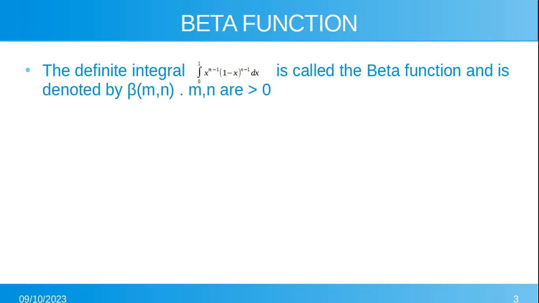And in the integrand part, there are two parts. The first one is a variable x and the power is m minus 1. m is a parameter here. And the second part is 1 minus x within the bracket and its power is n minus 1, and n is the parameter, and dx.